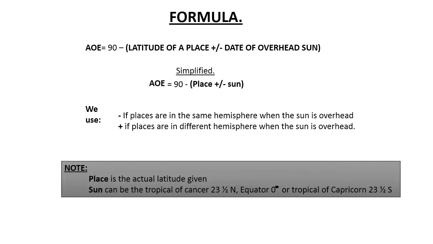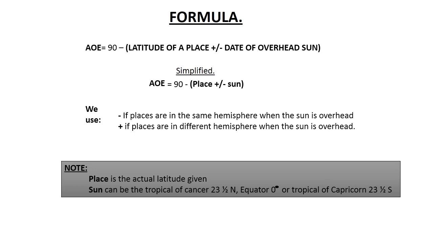So take note, when I say place, this is the actual latitude given. For example, when they say find the angle of elevation at 40 degrees, so that's the place, 40 degrees north, that's the place that they want you to find the angle. This is the actual place of the latitude given.